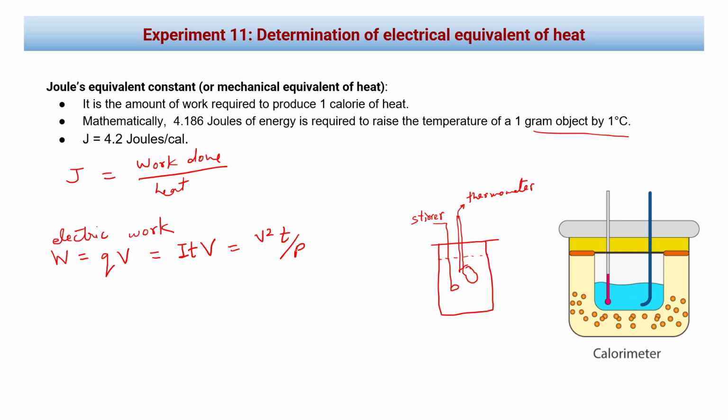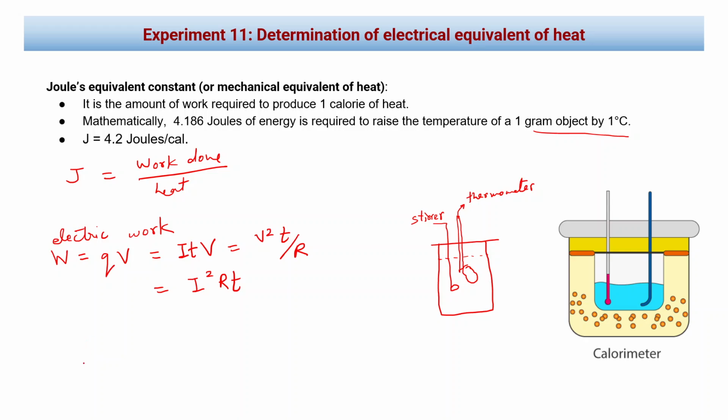if I want to write only in terms of potential difference, then it will be V squared t by R. From Ohm's law we know that V is equal to IR, right? From there we can write it like this also, or if I only want to write it in terms of current, then I will write I squared R t. So these are different forms of writing the electrical work done.